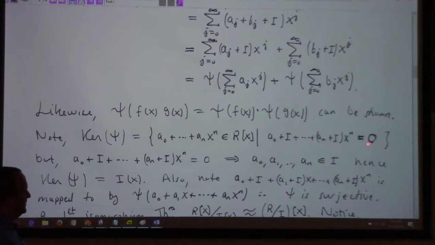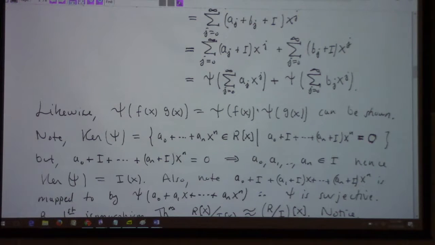So what does that mean? For this to be 0, all of these coefficients must be 0, which means that a naught plus I is equal to I, and that a n plus I is equal to I, which is to say that a naught, a1, through a n are in I. Consequently, the kernel of psi is exactly the polynomials with coefficients from the ideal. Pretty awesome. And also a naught plus I, a1 plus I, through a n plus I times x to the n is mapped to by that.